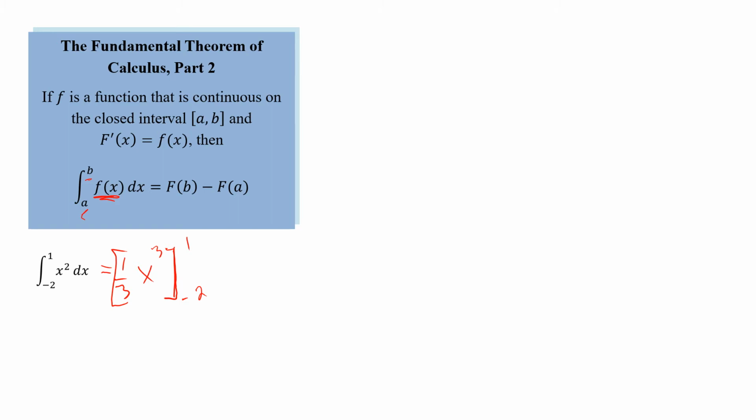But now we're going to plug in these numbers. So we'll have 1/3 times 1 cubed minus 1/3 times negative 2 cubed. 1 cubed is 1 times 1/3 is 1/3 minus negative 2 cubed is negative 8 times 1/3 is negative 8/3, so that'll be a plus 8/3. 1/3 plus 8/3 is 9/3, which is also called 3. So that's essentially what we do when we find the antiderivative.